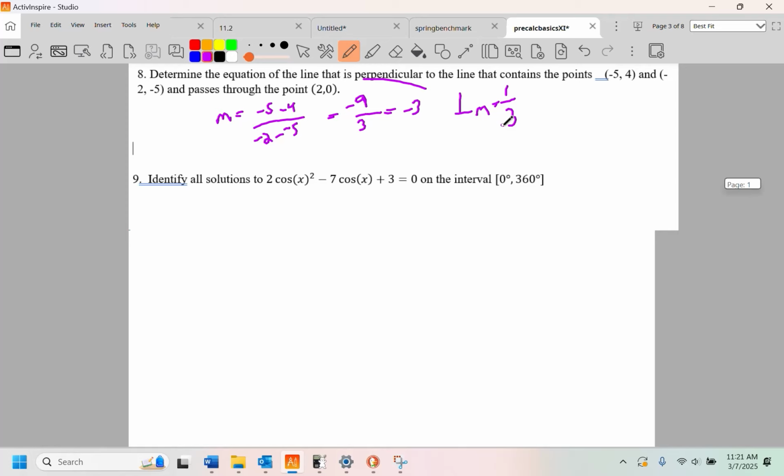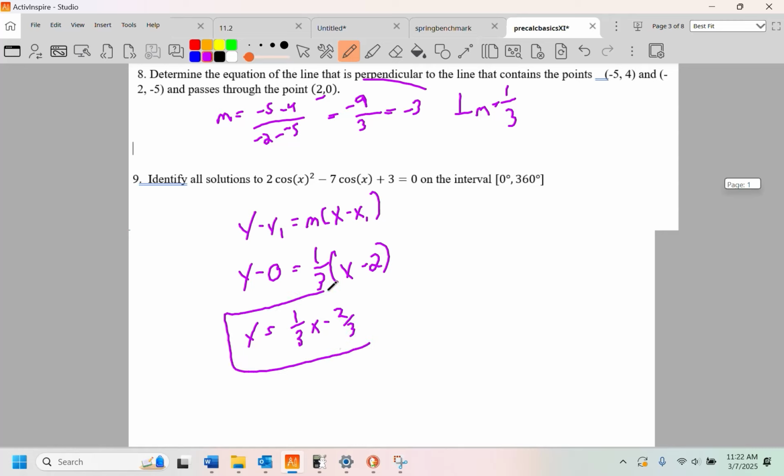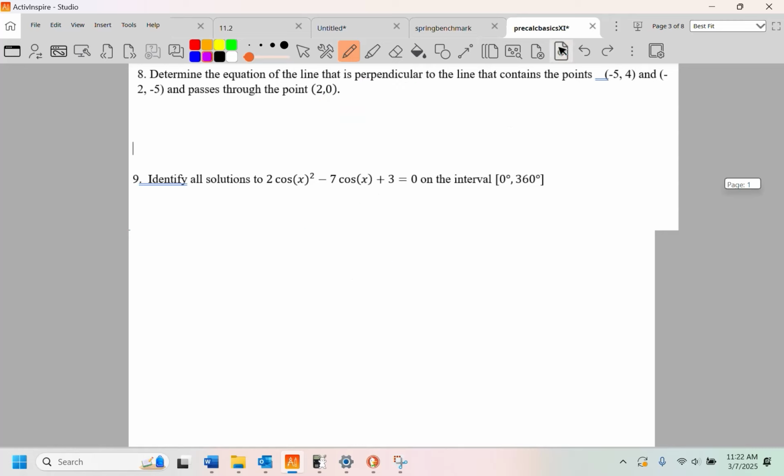Anyways, I'm going to pass through a point. It's 2, 0. I'm just going to do point slope form. y minus y1 equals m times x minus x1. y minus 0 equals 1/3 times x minus 2. Oh, that's not right. Too many negative symbols. 2, 0. So that's just going to be y equals 1/3 of x minus 2/3, and that is my equation. Easy peasy. All right, moving forward to number 9, you got a trig problem.